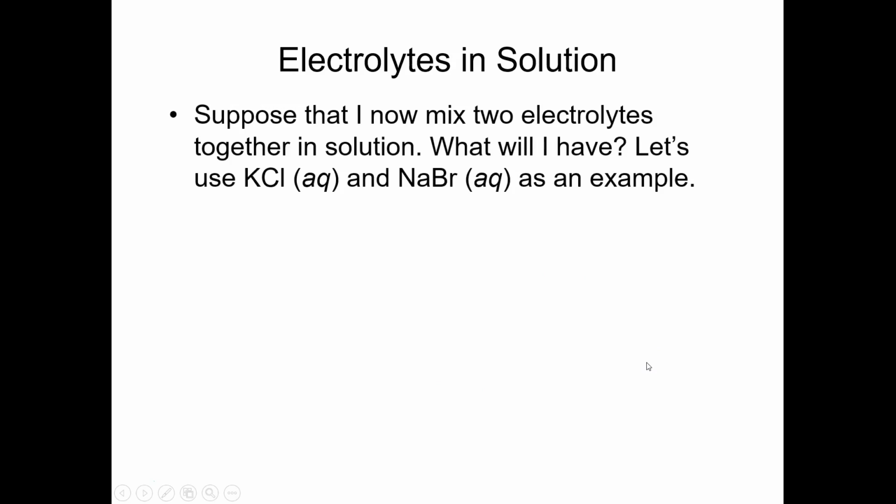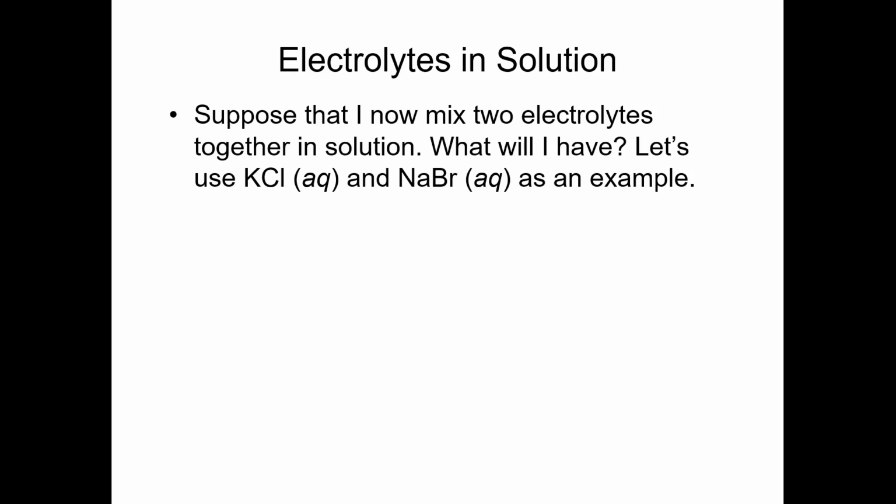Okay, now that's what happens if I just dissolve one electrolyte in aqueous solution. What happens if I mix 2 different electrolytes in aqueous solution? What will I end up having? Well, I can start with a very simple example, which is to take a solution of potassium chloride and mix it with a solution of sodium bromide. And so what do I get?